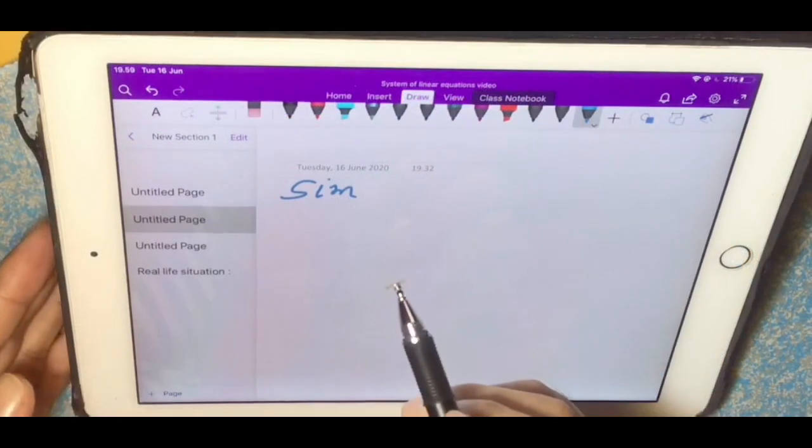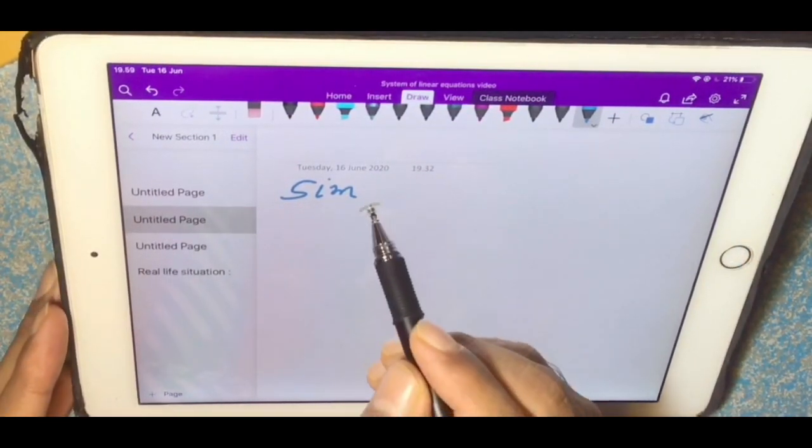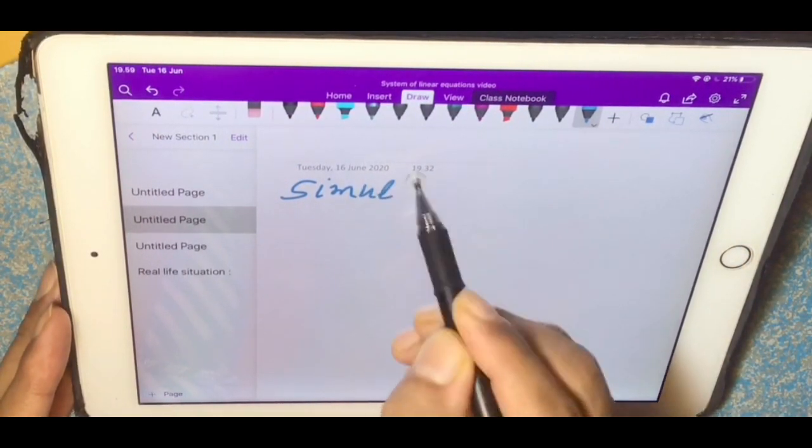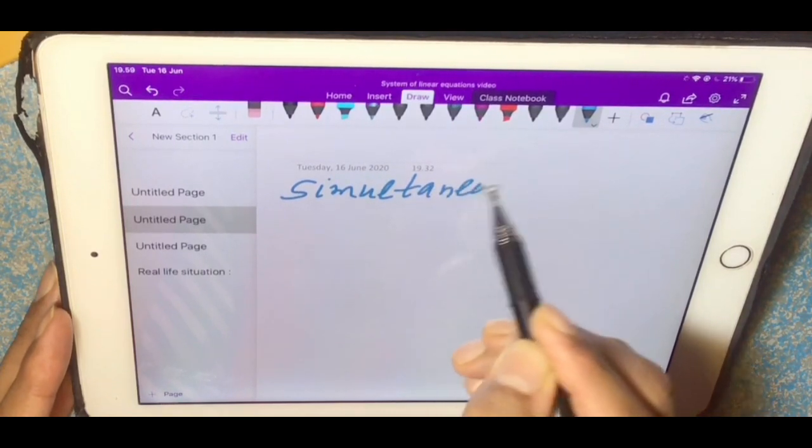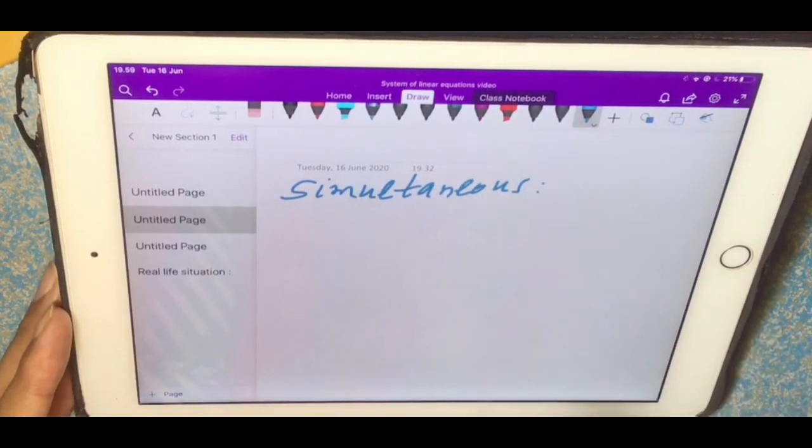So let's look at the meaning of simultaneous. The word simultaneous means something occurring together at the same time. When we are considering two equations together and we are solving them at the same time and they have the same set of solutions, they are known as simultaneous equations.